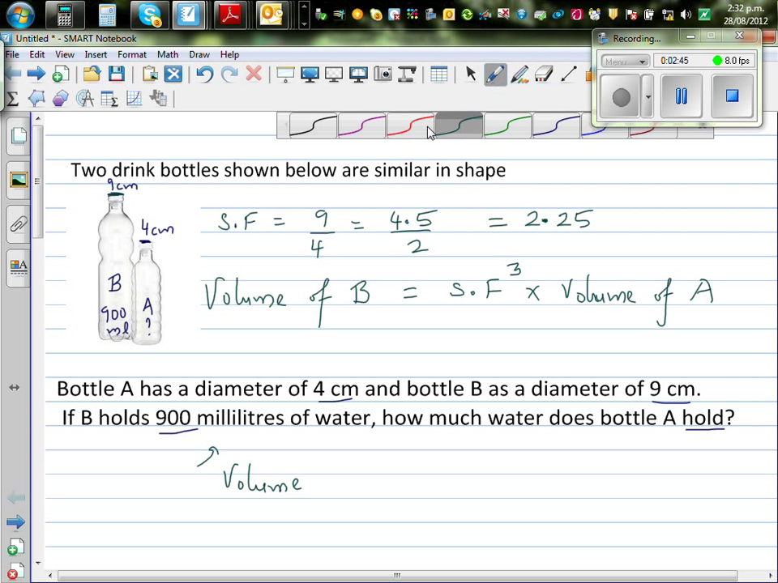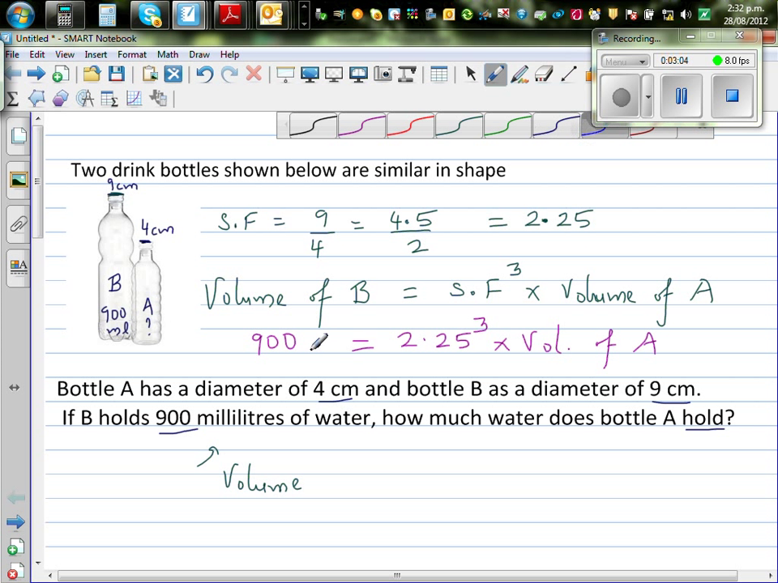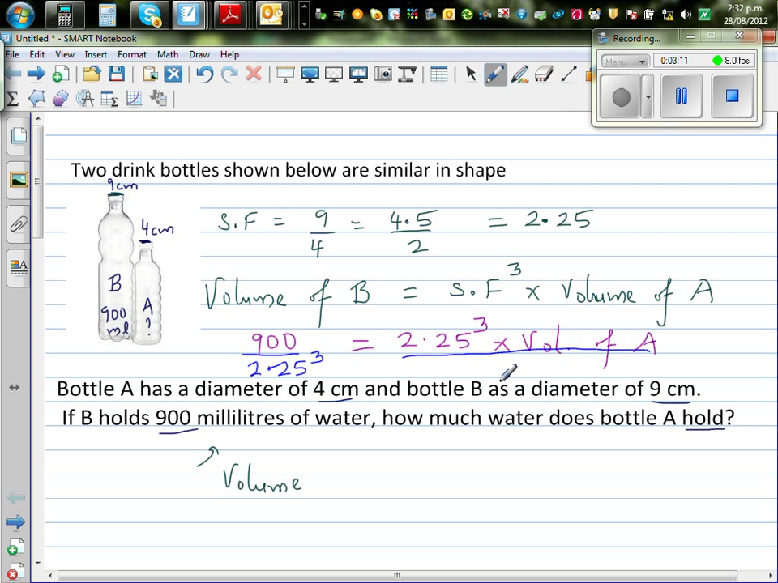So let me write what we know. Volume of B, 900, is equal to 2.25 cubed times the volume of A. Now I'm going to divide both sides by 2.25 cubed, for which we need a calculator. So this and this get cancelled.